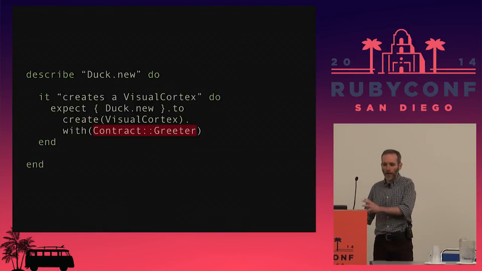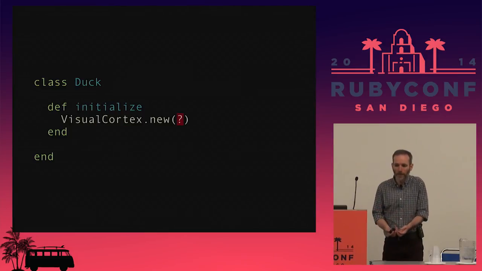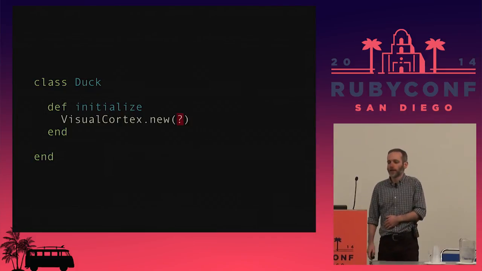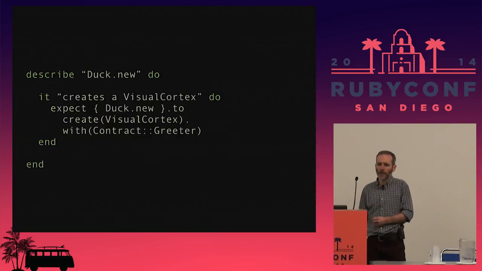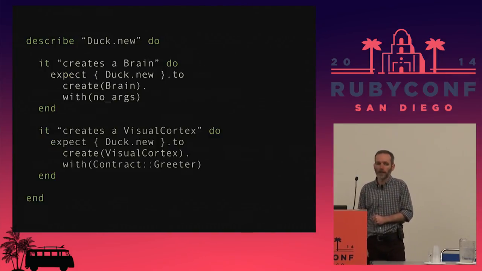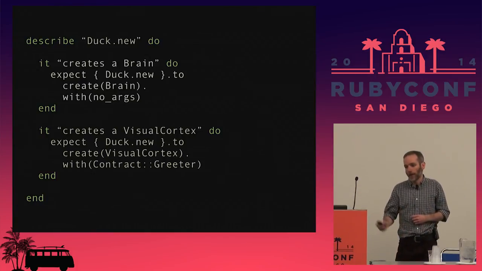Okay, so we look at implementing this code. We're going to say, we need to pass something in here, but what's this thing going to be? We don't have anything to pass in at this point. So we need to add another thing. So we go back to our spec. This is saying we already expect to create a Visual Cortex, but now we need to create another thing as well. So we're going to say we expect you to create a brain object. And it's the same format. We expect you to create a brain with no arguments.